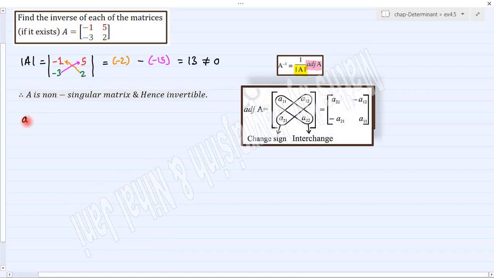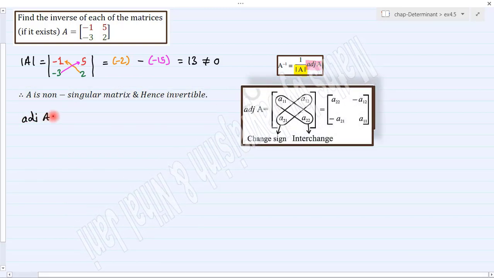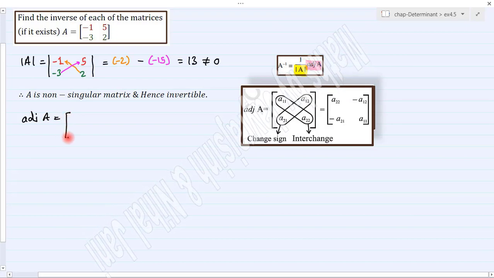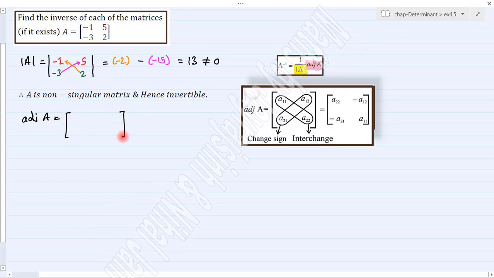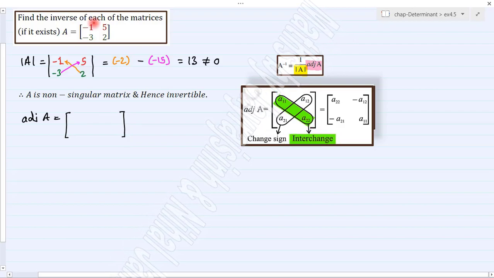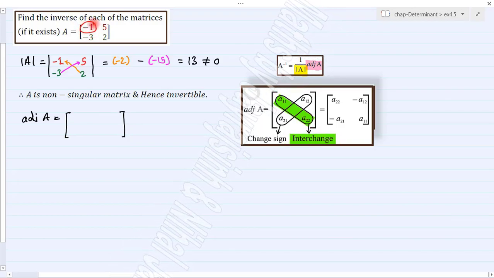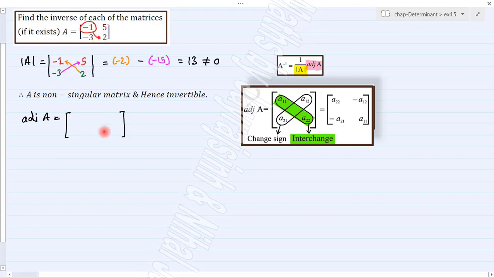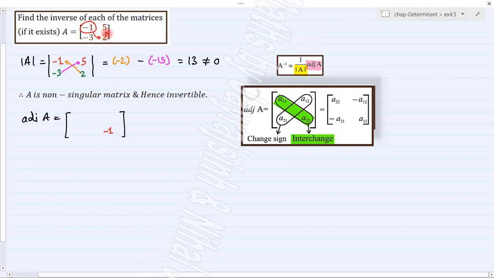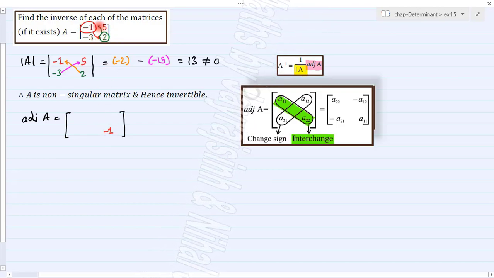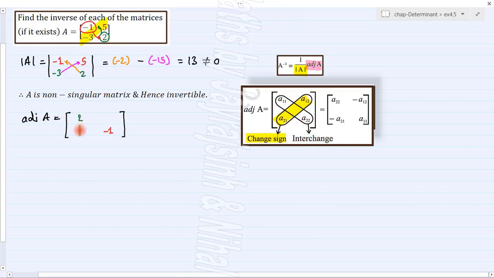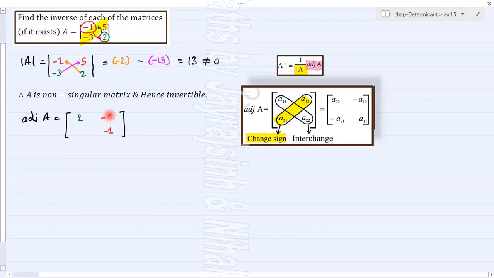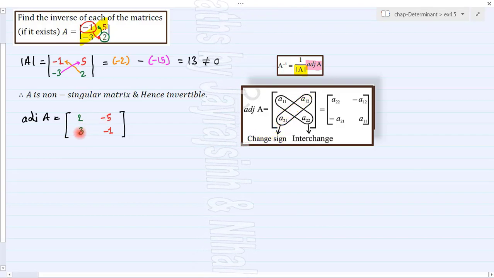So let's get your required second quantity, which is adjoint of A. Your matrix A is 2 cross 2. So its adjoint can be easily found by interchanging principal diagonal elements. So this minus 1 will move to A22 and this 2 will move to A11. And we have to change the sign of rest of the elements. So here we'll get minus 5 and plus 3.